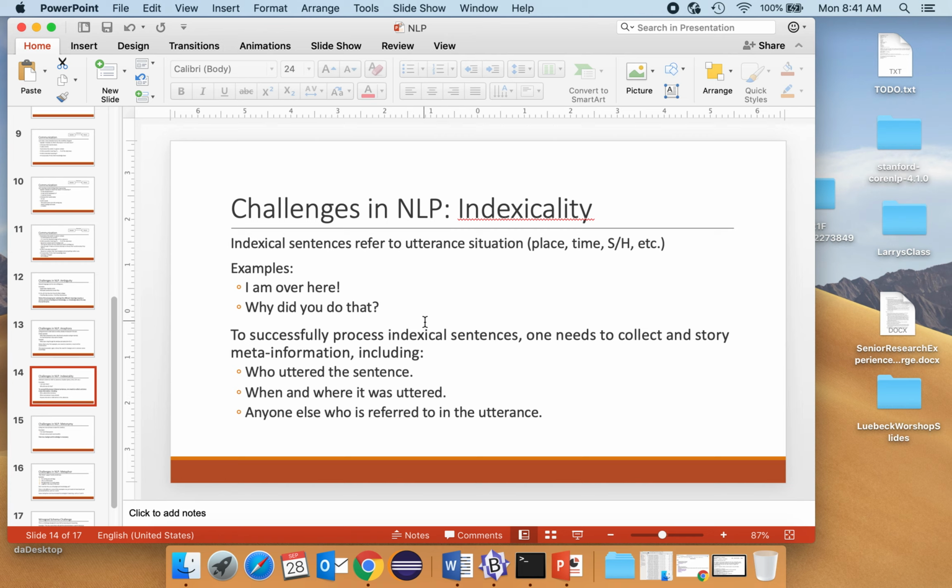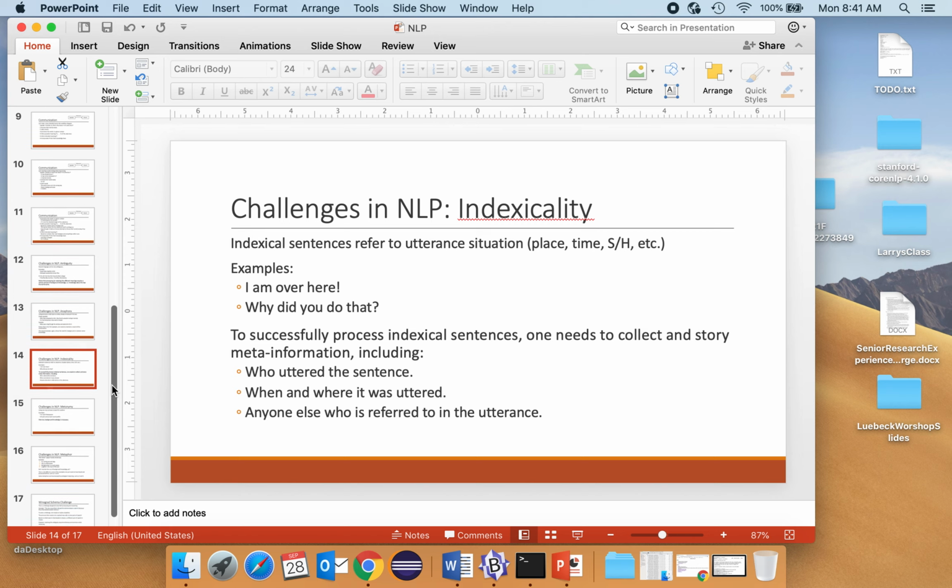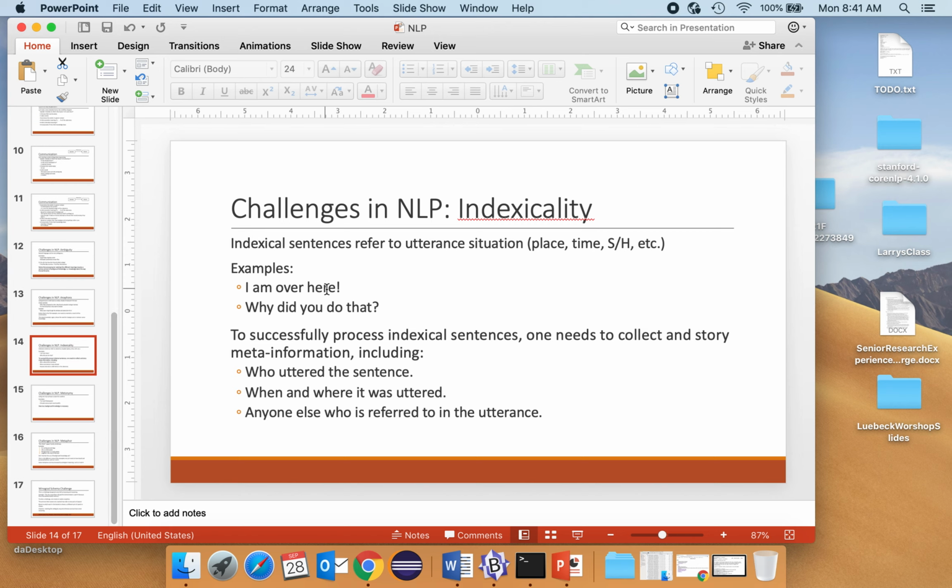If we were to represent this, we need to add some meta information. We need information about the actors that were part of this conversation or utterance history. Think about a play where it always indicates this person says, that person says. So who uttered the sentence? When and where was it uttered? It needs to be time tagged and place tagged. And anybody else who's referenced in the utterance, we need to know who that was. It's called the situation, and we need to keep track of that in order to disambiguate or understand those sentences.